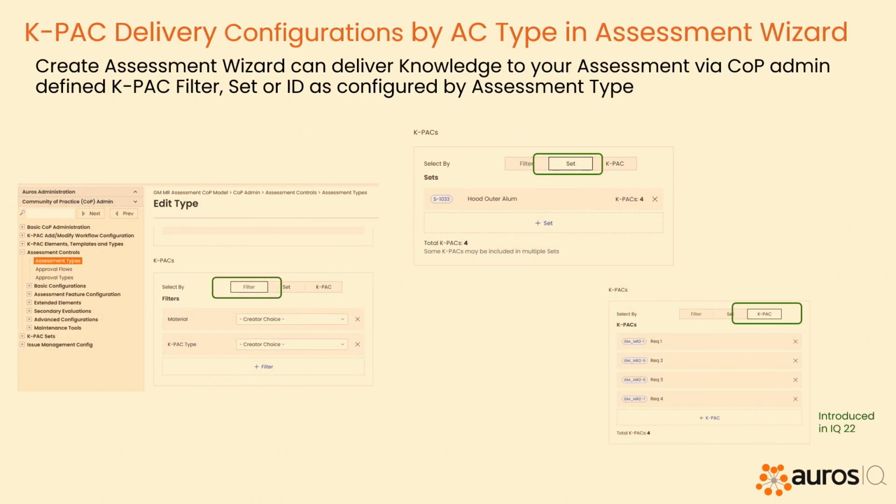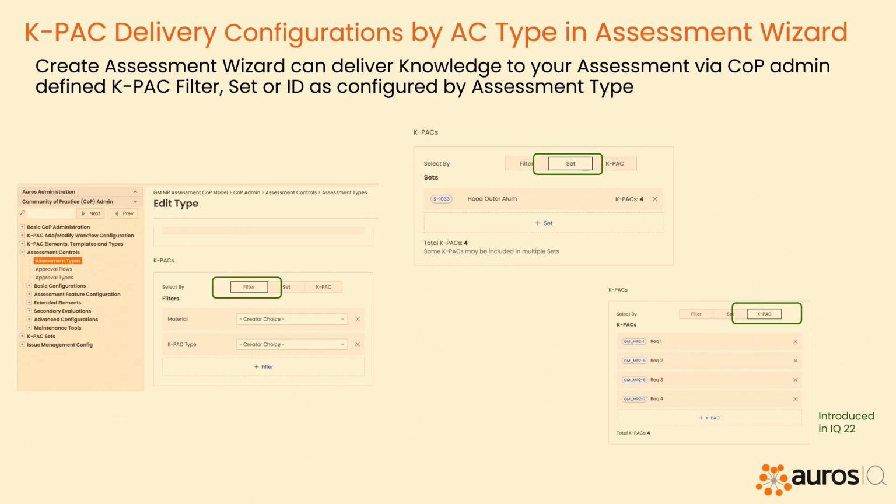So one of the last AC type configurations that we have for IQ20 right now is the ability to set up how your K-Packs are delivered. So when we deliver K-Packs to assessments, we have 2 main ways that we used previously, which was our filters and our sets. So within your AC types, you have the ability to specify which one of those you want to use per your AC type.